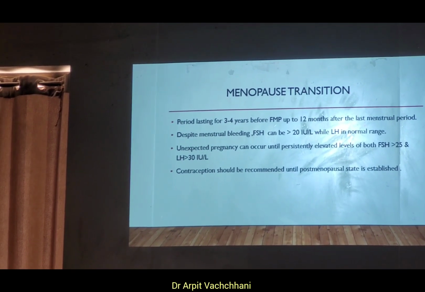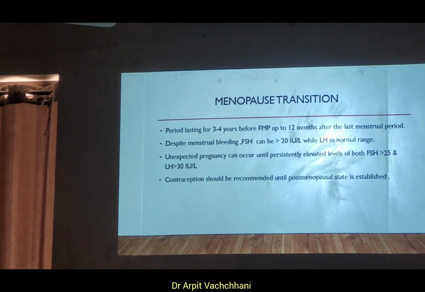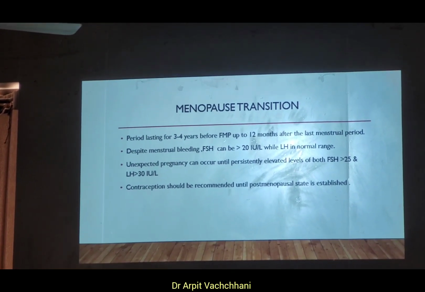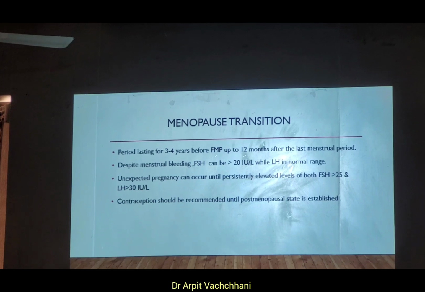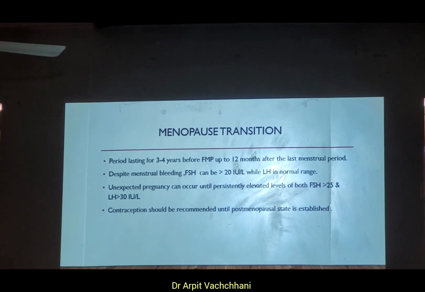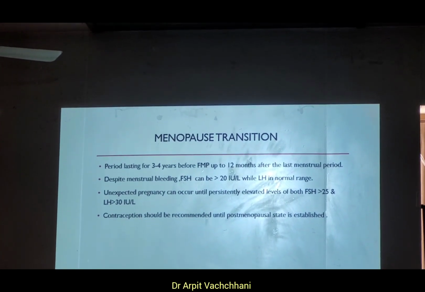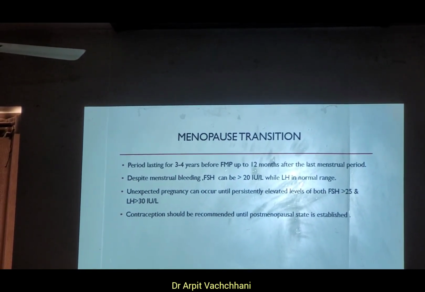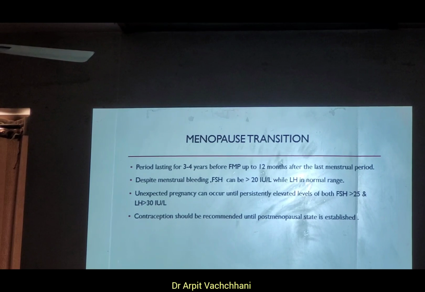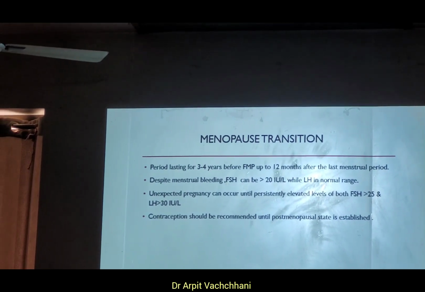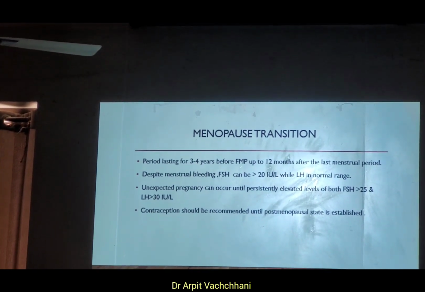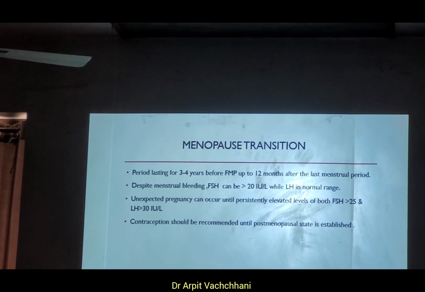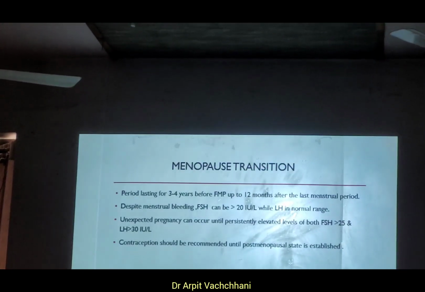So the patient may come to you, she may be bleeding irregularly, FSH can be more than 20, LH in the normal range. So the thing is that unexpected pregnancy can occur. If FSH is more than 20, you can't assure the patient now there is no need for contraception. Because pregnancy can occur until persistent elevated levels of both FSH more than 25 and LH more than 30. So LH is mainly what you have to see for assuring the patient regarding pregnancy.